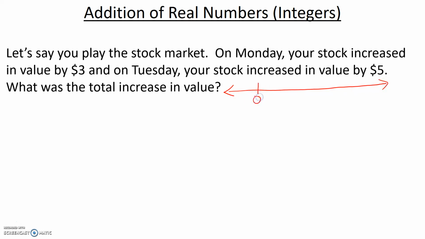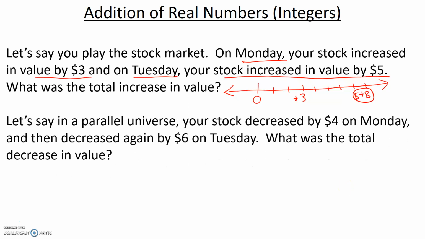Let's say that 0 is the current price of your stock. On Monday, your stock increased in value by $3. So from here, your stock is now at an increased value of $3. On Tuesday, your stock increases again by $5. So from here, we're going to increase 1, 2, 3, 4, and 5. So now we're at 1, 2, 3, 4, 5, 6, 7, 8. The total increase in value of your stock is $8.